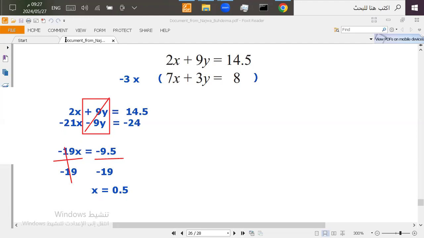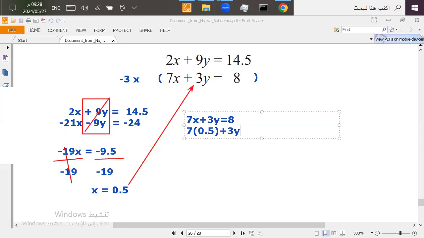Now I'm going to use it to find the value of y. By substituting the 0.5 inside of one of these equations, I can use any one of these four equations, same idea. So let's use this one here. So 7x plus 3y equals 8. Now I know the x is 0.5, so 7 multiplied by 0.5. I put it inside a bracket so I don't have problems. Plus 3y will equal 8.